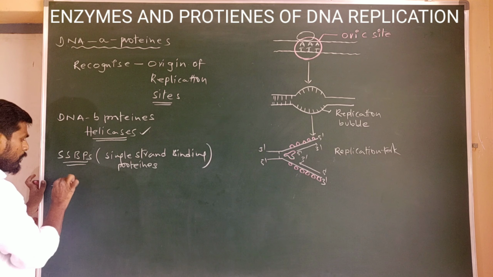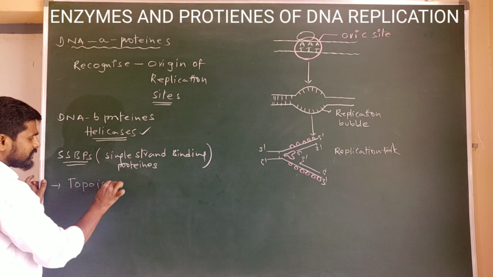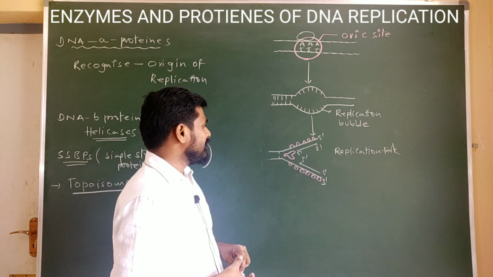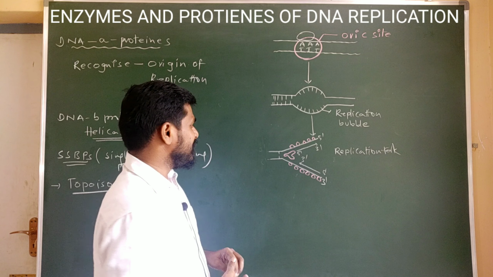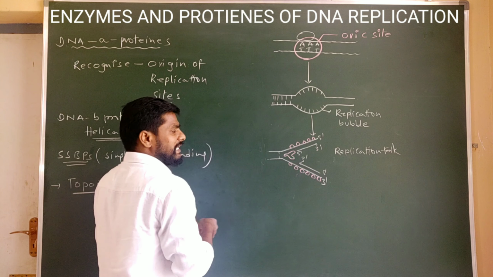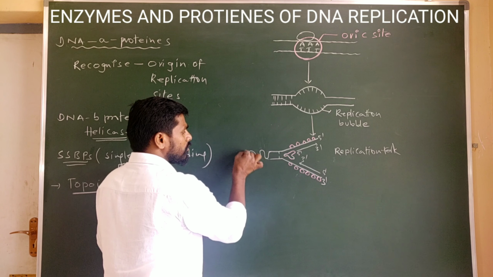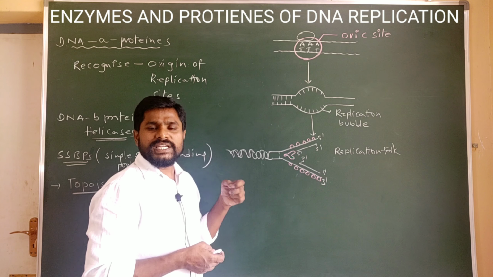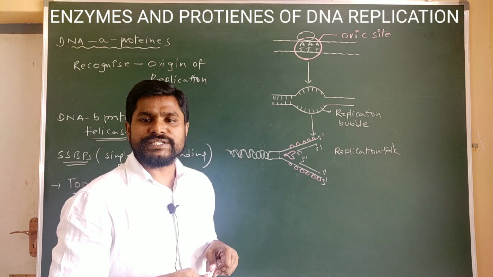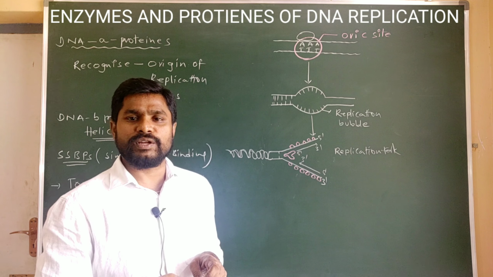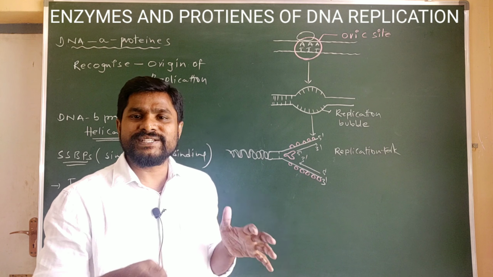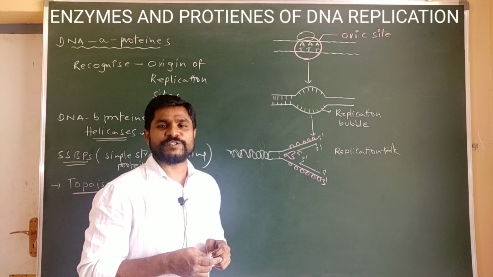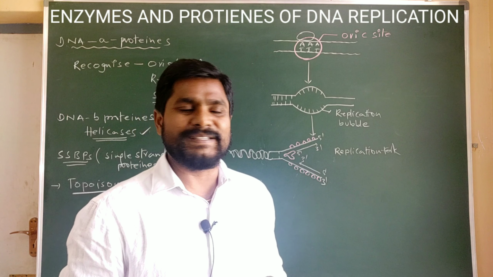Those are topoisomerases. As the helicases move further, unwinding the DNA by cleaving hydrogen bonds, the double-stranded or double helical DNA which is present in front of these helicases may undergo supercoilings like this. Whenever the DNA undergoes heavy supercoiling, that creates tension on the DNA molecule. That tension may lead to breakdown of this DNA molecule.